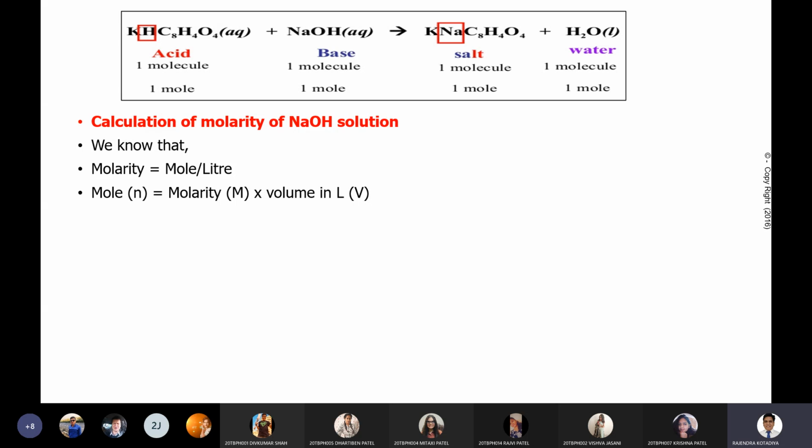If we represent mole by small n, molarity by capital M, and volume of solution in liter by capital V, then our equation will be like this: n is equal to capital M into capital V.